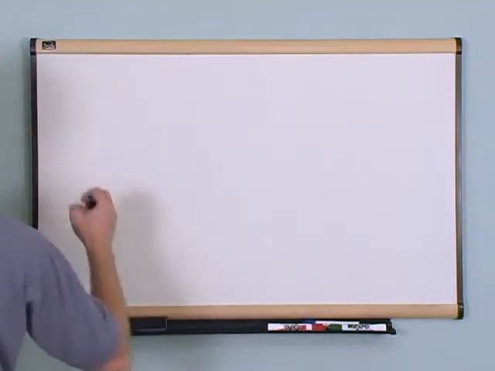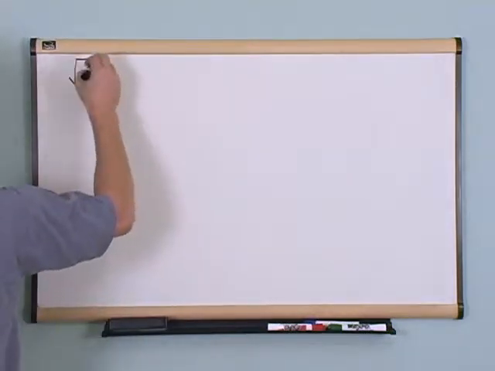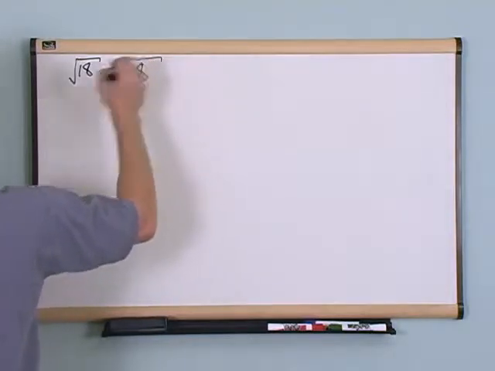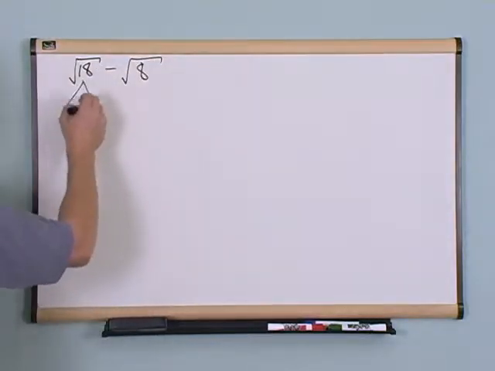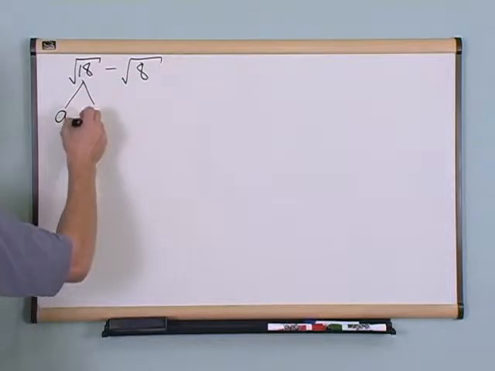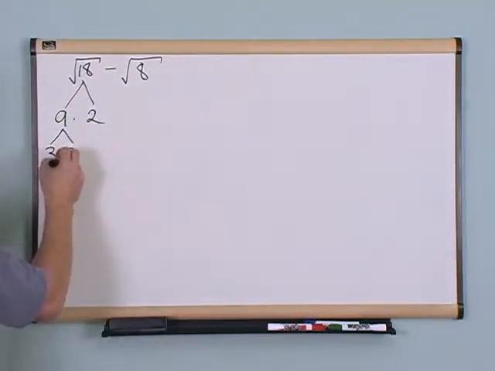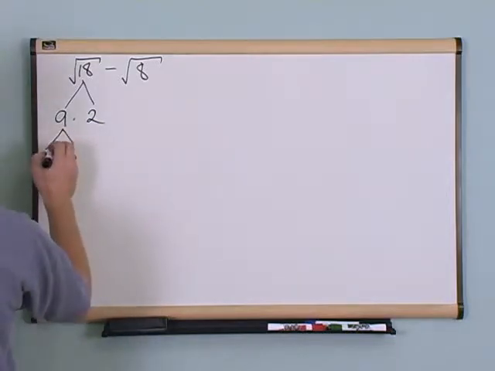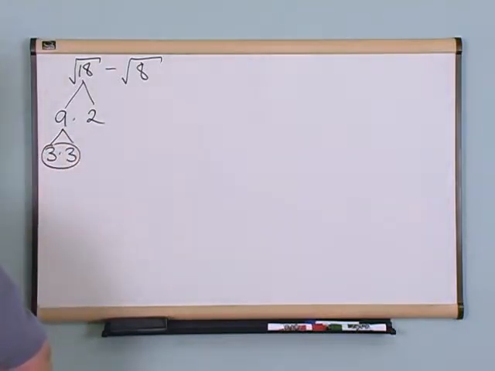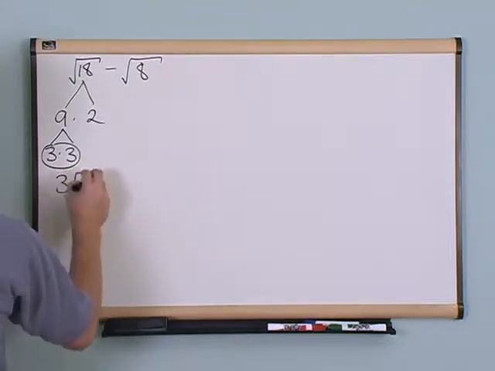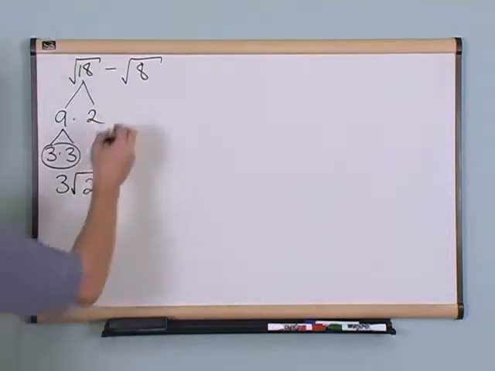Okay, let's do one with a subtraction. Let's say you have square root of 18 minus square root of 8. Again, 18 is 9 times 2. 9 is 3 times 3. So here I'm going to look for a pair. I've got one there. I'm going to pull that 3 out. That gives me 3 times the square root of 2.